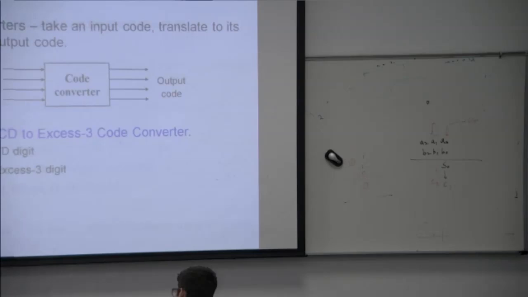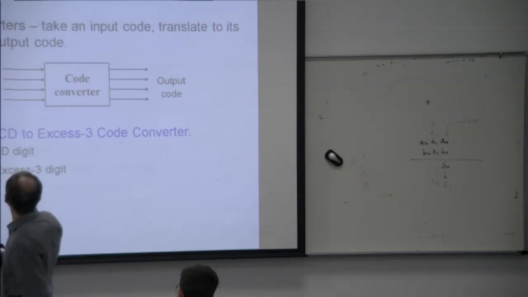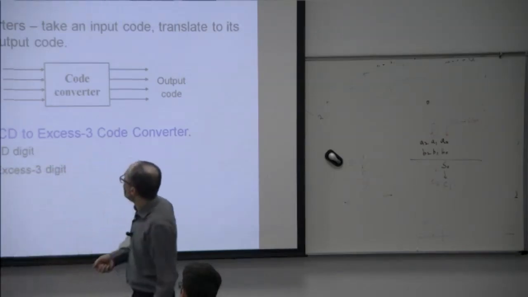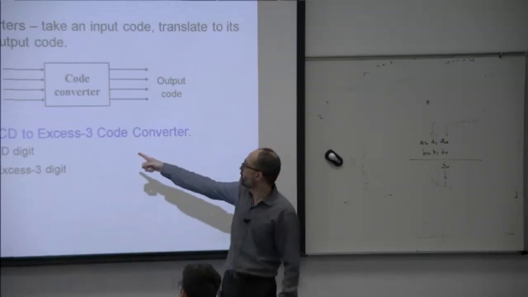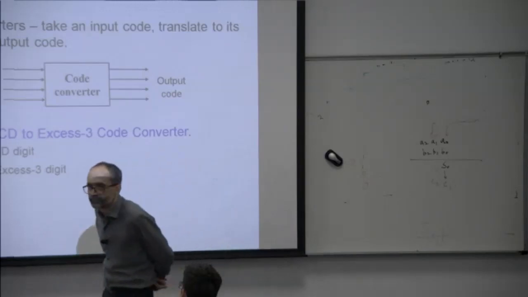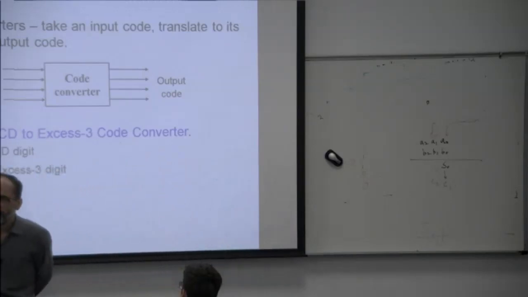Another example: code converters. What are code converters? A code converter takes an input code and translates it to an equivalent output code. For example, BCD to XS3. What is XS3 code? When we add 3 to the BCD, it is called XS3 code.